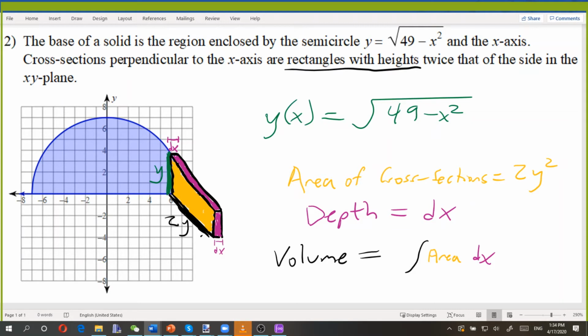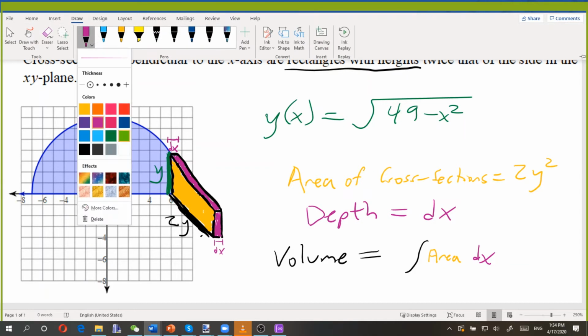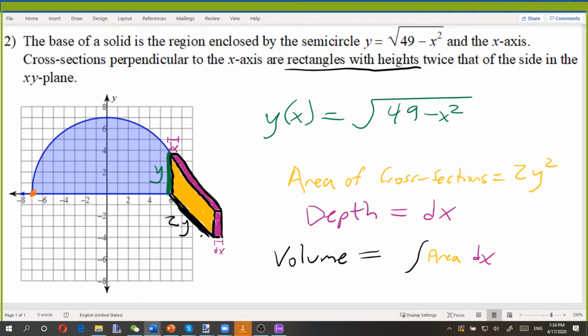Okay, what's my start point and what's my end point? When will this semicircle touch the x-axis? When is y equal to 0? -7 and 7. -7 and +7. Perfect. I guess I'll do orange. -7 and somewhere in there, +7.